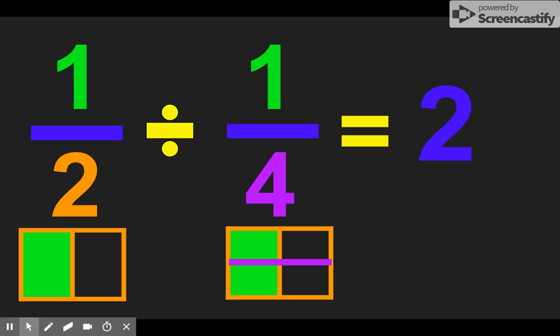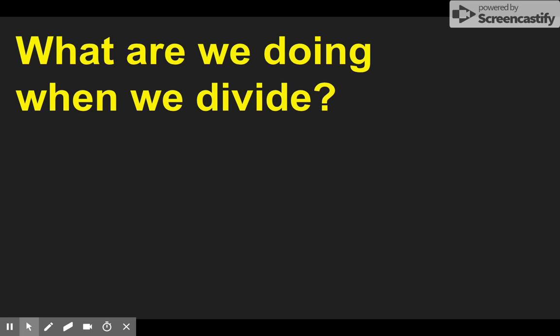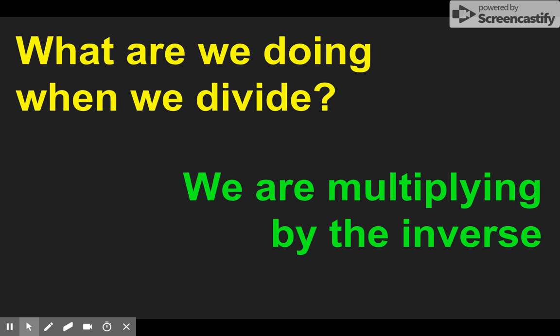Do we see the way that that works? That's great, but what are we doing still? And how do we do that with numbers where we can't draw pictures? The key to understanding the operation of dividing by fractions is to know that when you divide by a fraction, what you're really doing is you're multiplying by the inverse. Let's see what I mean.